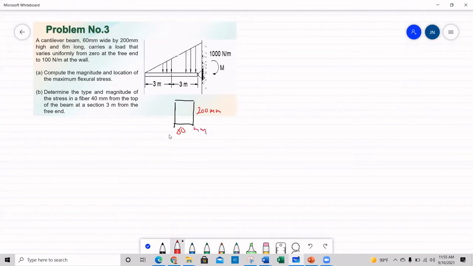All in millimeters. Now, this will carry a load that varies uniformly as you see here. Here it is 0, and here it is 1,000. Obviously, for a cantilever beam, here is the resisting moment. This will create an overturning moment due to the load. This is the resultant load, which is just the area of the triangle, 1/2 of 1,000 times 6. 6 divided by 2 is 3. This is 3,000 Newton. Okay?